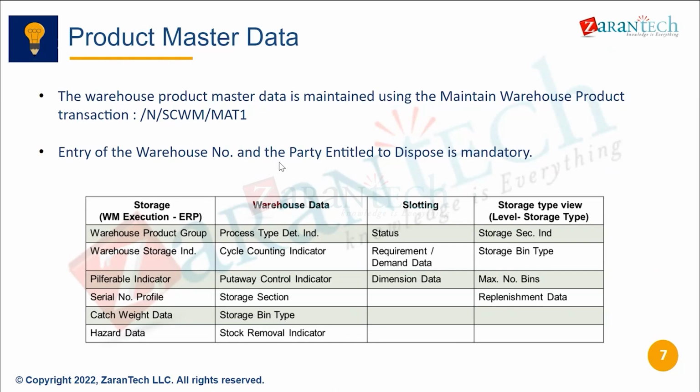So you can see the entry for warehouse number and party entitled to dispose is mandatory for both, as I showed you the other day, custodian and party entitled to dispose when we define the warehouse number. And these are some additional tabs which SAP has come up with. This is the existing tab, which will be used if you have a WM managed warehouse in the ERP system itself; you will have this tab available there.